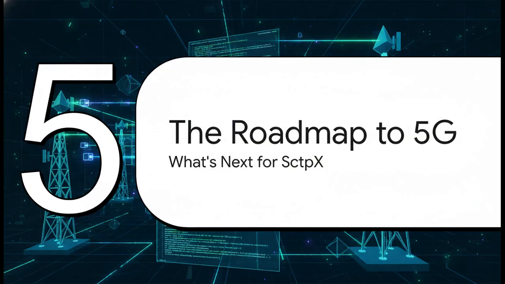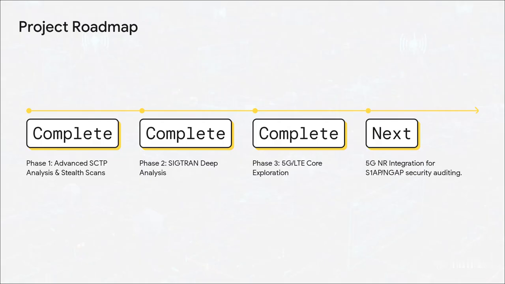So, SCTPX is obviously super powerful as it is, but in the security world, you can't stand still. You always have to be looking ahead. So let's check out the roadmap and see where this project is going next. I mean, just look at this timeline. The project is already really mature. They've already knocked out these huge phases: deep analysis of SCTP, SIGTRAN, and even exploring the 5G and LTE core. But the next step is the really big one: full integration with 5G new radio. This just proves they're serious about evolving right along with the very technology they're supposed to be protecting.